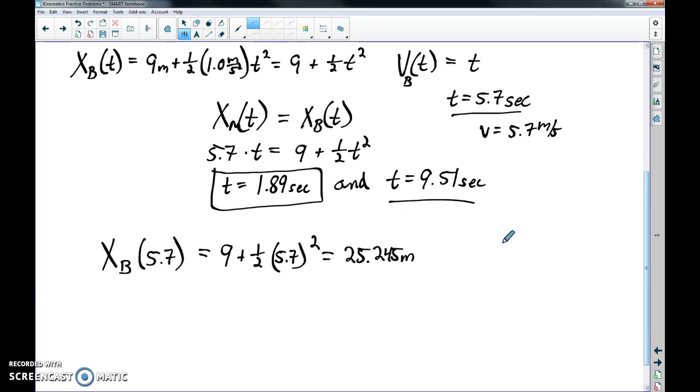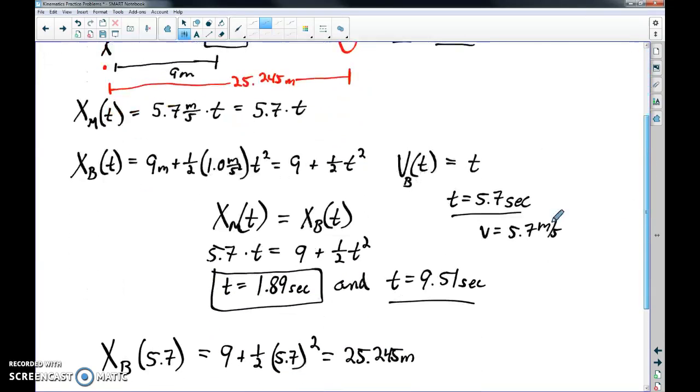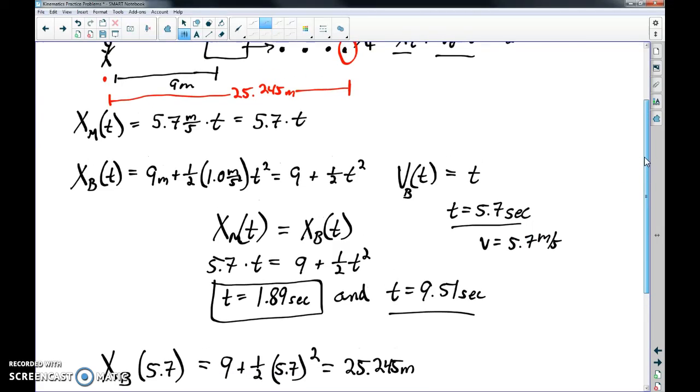Where's the bus at? The bus is at 25.245 meters. So at this point in time that I care about meeting the bus, we'll call it this time right here, this distance is 25.245 meters. What does that mean? That means I need to travel 25.245 meters to meet the bus at this point in time, in 5.7 seconds. Can I do that? Yes, I can.